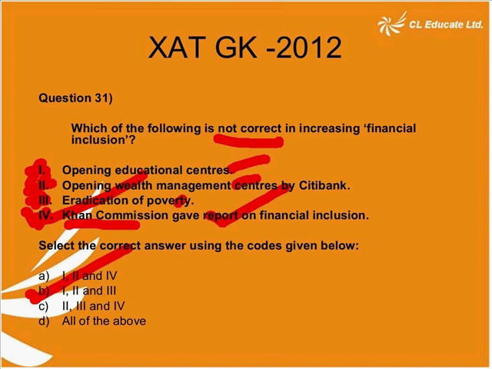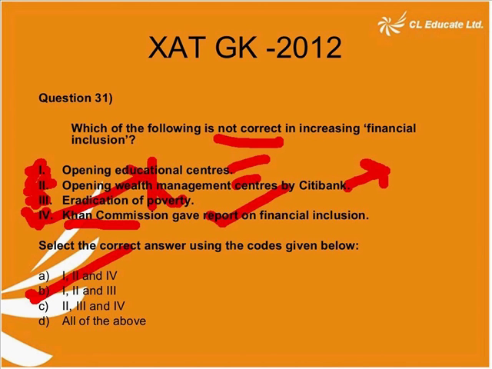So if we see, 1, 2, and 3 are certainly not the one. By opening educational centers, we cannot improve financial inclusion. Second, opening wealth management centers by Citibank. Citibank is a very wealthy bank, and the services are costly. In such banks, if you manage wealth, generally very high costs are there.